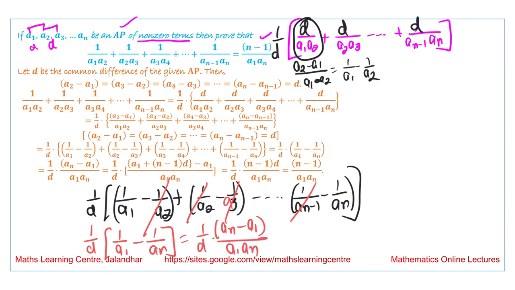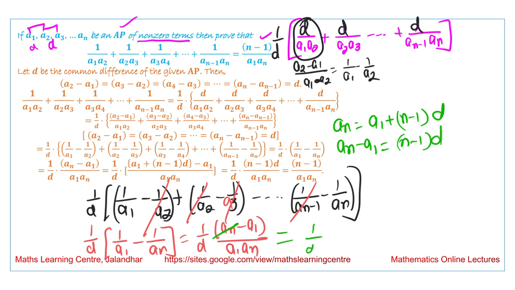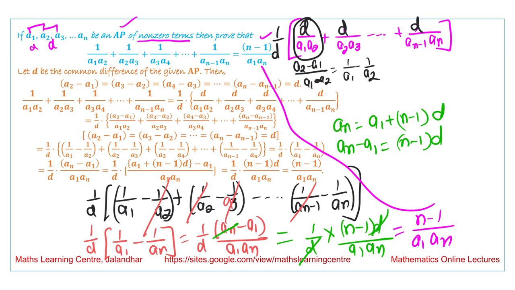Again if we substitute this value of an − a1, we are saying an is equal to a1 plus (n − 1)d. So an − a1 is (n − 1)d. We are getting the answer as 1/d into (n − 1)d divided by a1an. This d and d get cancelled, and the answer we are left with is (n − 1)/(a1an), and this is the required answer.